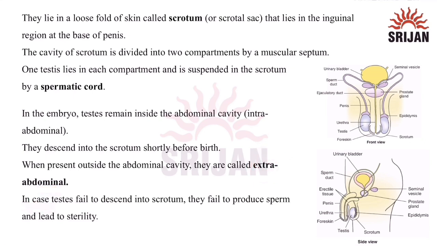In case the testes fail to descend into the scrotum, they fail to produce sperm and lead to sterility. This is because for the production of sperm, we need an adequate temperature, which is less than the average body temperature. So if they do not descend, the temperature will not be suitable for making sperm. Hence, the male will become sterile.